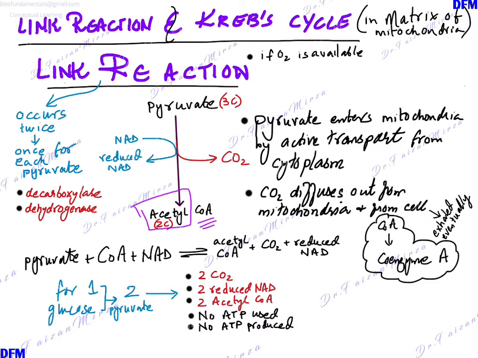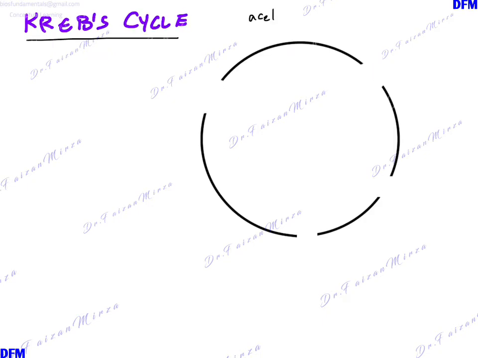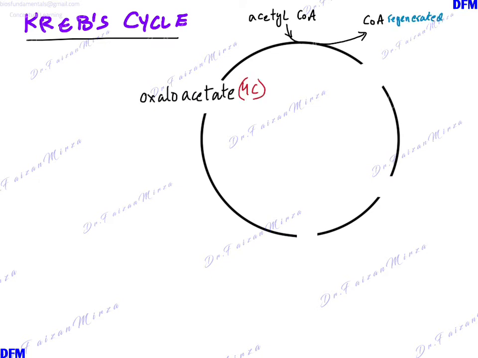And coenzyme A, as already discussed, is just a carrier of the acetyl group. All these compounds are still in the matrix of the mitochondria. Then comes the Krebs cycle. What happens in the Krebs cycle? Acetyl-CoA enters the Krebs cycle and CoA delivers acetyl to the Krebs cycle.